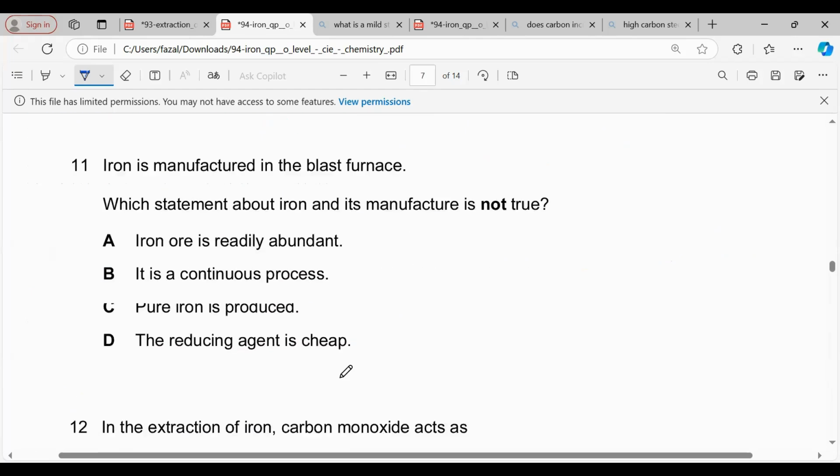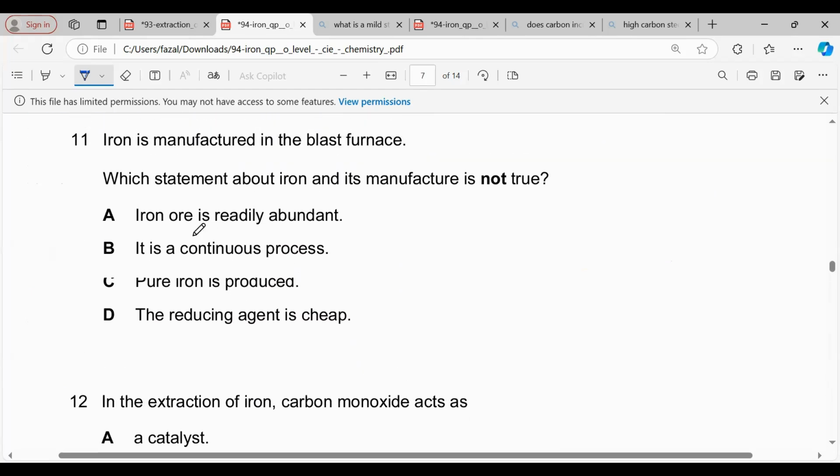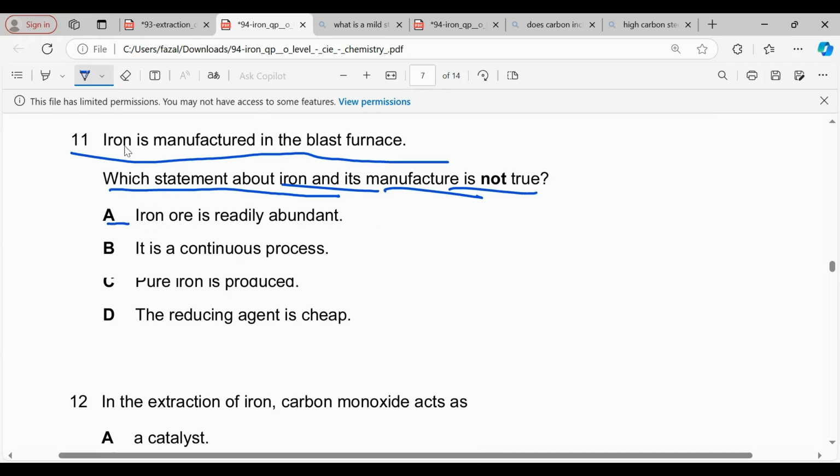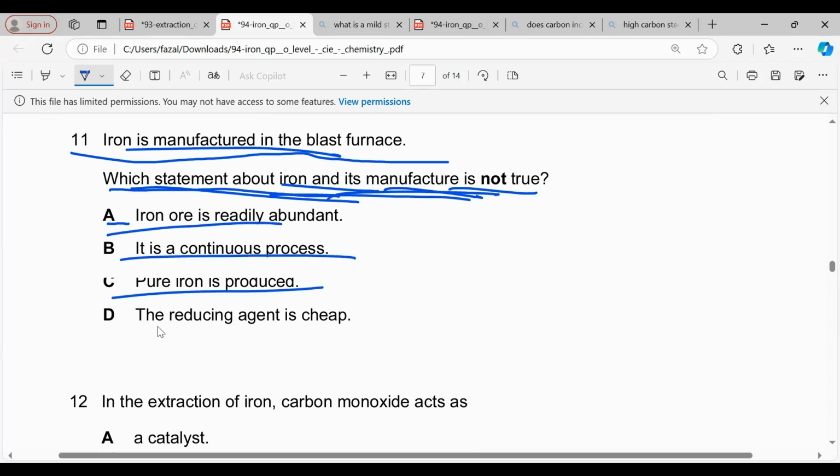Now let's move on to question number 11. Iron is manufactured in the blast furnace. Which statement about iron and its manufacture is not true? Iron is readily abundant. It is a continuous process. Pure iron is produced. Reducing agent is cheap.